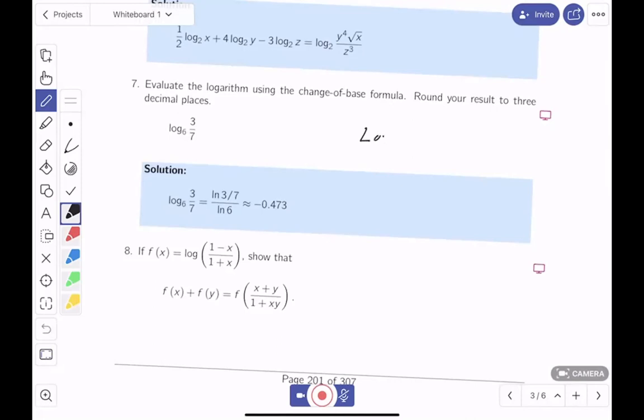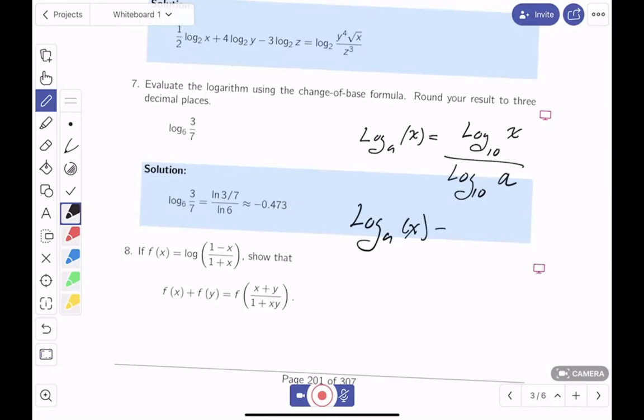Log base a of x could be written as log base 10 of x over log base 10 of a, because your calculator is base 10, by the way. Or it could be written as natural log of x over the natural log of a.